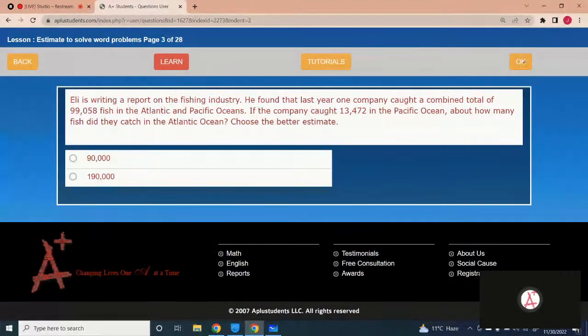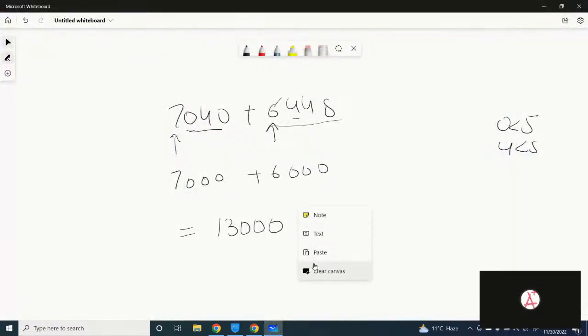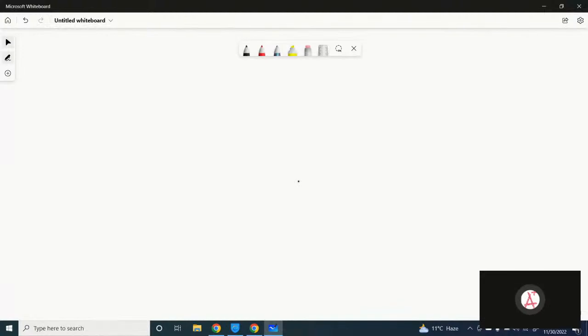What do you have to do? You have to subtract the Pacific one out of the total one, because that is the total of the Atlantic and Pacific. Got it? So subtract 13,472 out of 99,058. Let me just write down the numbers. It would be 99,058 subtract 13,472. Okay, we have to round off the numbers to the nearest 10,000.